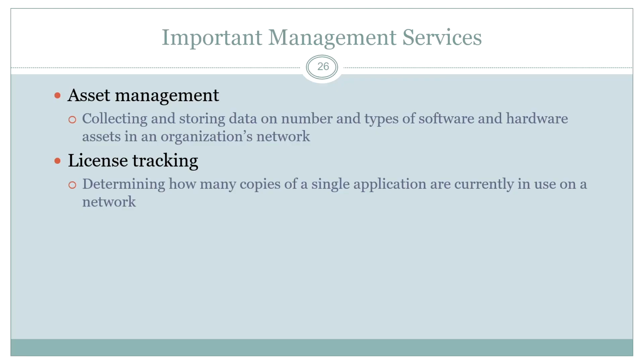And then comes asset management and license tracking. Asset management means collecting and storing data on the number and types of software and hardware in an organizational network. Let us say you have this many servers, this many desktops, this many licenses of a software, this much database management system, and so on. This many printers, scanners, fax machines, all those details of software and hardware, the assets in the organization's network.